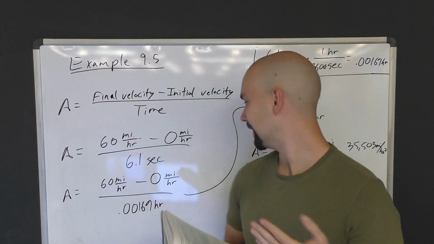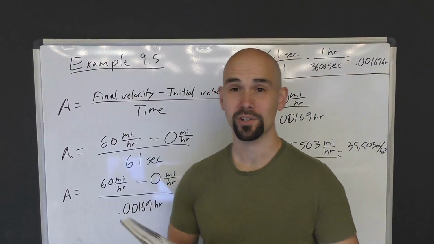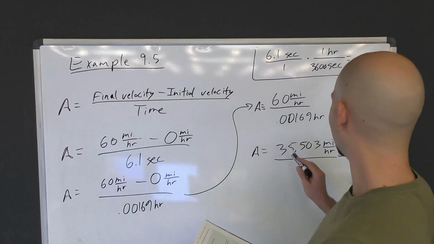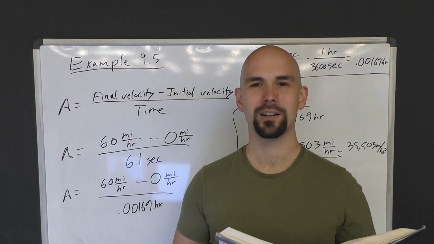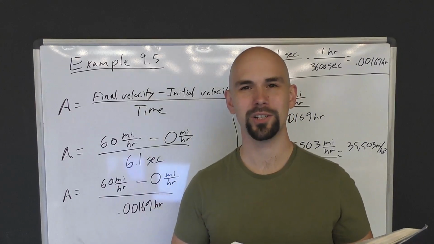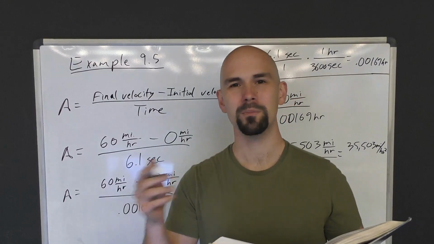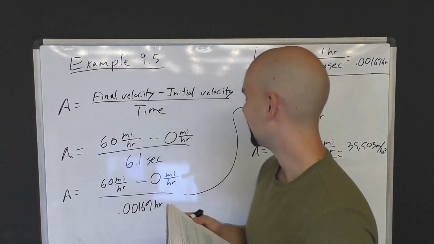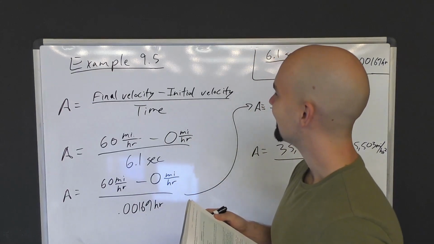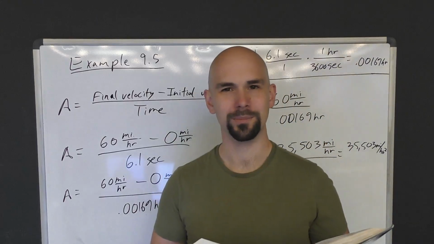And if it did that every 6.1 seconds, then by the end of an hour, it would be going 35,503 miles per hour. Now, is that realistic for a car to actually maintain that kind of acceleration? No, but for a moment it is under that kind of acceleration, but it wouldn't realistically continue that way. So that's what this information actually means.